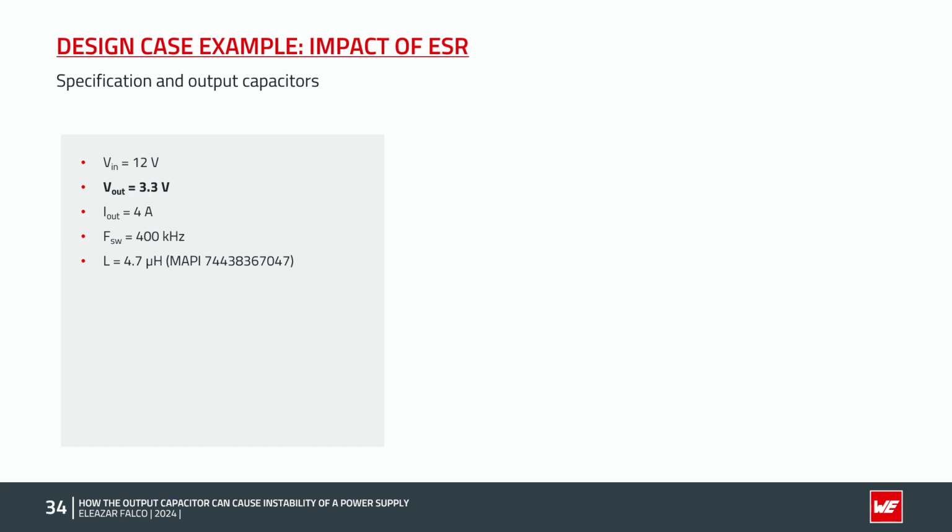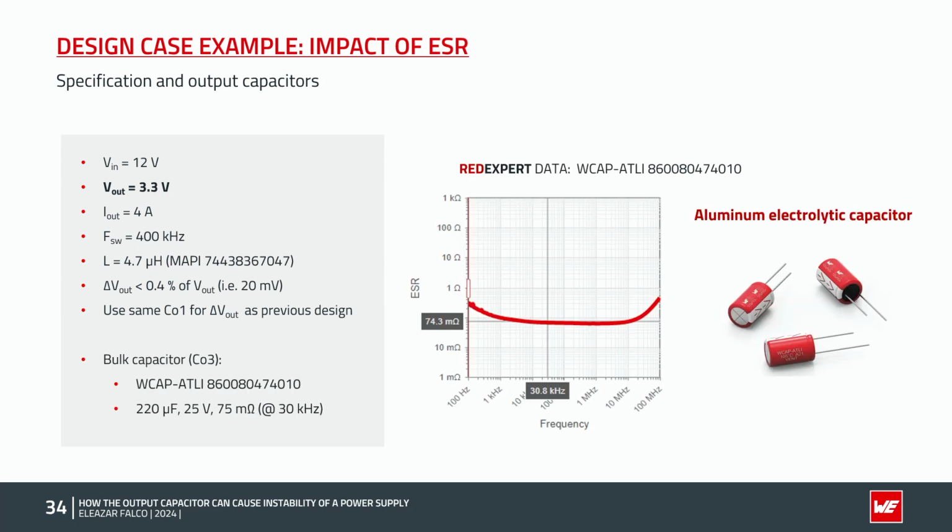Here we will use the same base specification as in the previous case, with the only difference of a lower output voltage of 3.3 volt instead of 5 volt. This means we can still use CO1, the 3 MLCC capacitors in parallel, to attenuate the output voltage ripple. Now, regarding the transient response, we will use this aluminum electrolytic capacitor, for which Red Expert shows an ESR of 75 milliohm at 30 kHz, which will be our target crossover frequency, as we will see later.